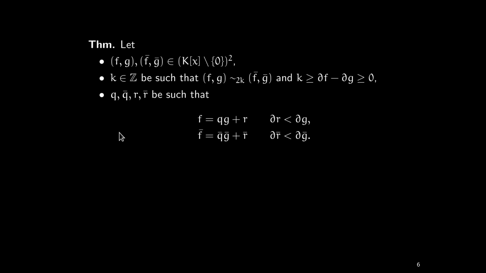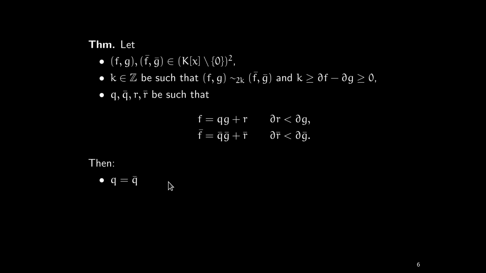Next, we define the quotients and the remainders, one for f and g, and one for f bar and g bar. Those we call q and r, and those we call q bar and r bar. Of course, this is division with remainder, so there is a degree constraint on the remainder. The remainder must have smaller degree than g, and here than g bar. And g is non-zero, so we can do this division. Okay, these are the assumptions of the theorem. And what is the conclusion?